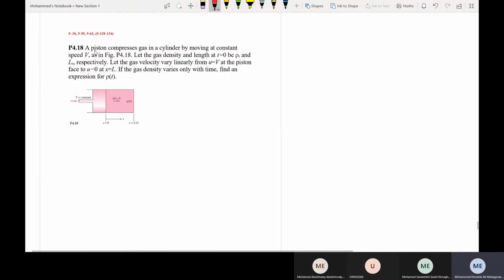First question: we have a piston that compresses a gas in a cylinder by moving at constant speed v. As in the figure, let the gas density and length at t equal to 0 be rho 0 and L0 respectively. Let the gas velocity vary linearly from u equal to v at the piston face to u equal to 0 at x equal to L. If the gas density varies only with time, find an expression for rho of t.